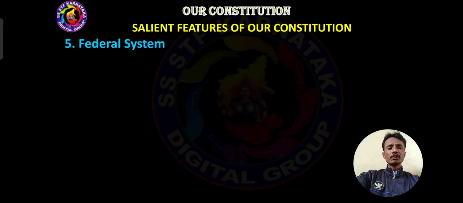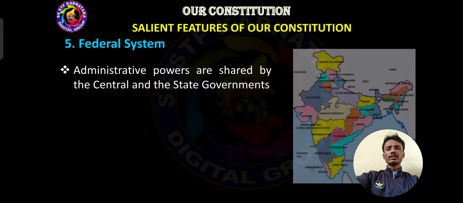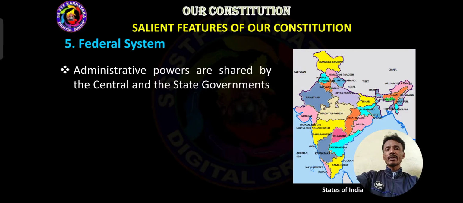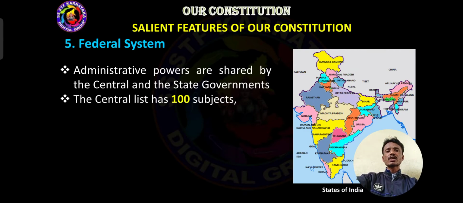And the fifth one is the federal system. What is the meaning of federal here? Administrative powers are shared by central and state governments. Administration is carried by the prime minister at central level, chief minister at state level. So that is a federal system. The administrative powers are shared by the central and the state governments. So that we should consider for the federal system of government.